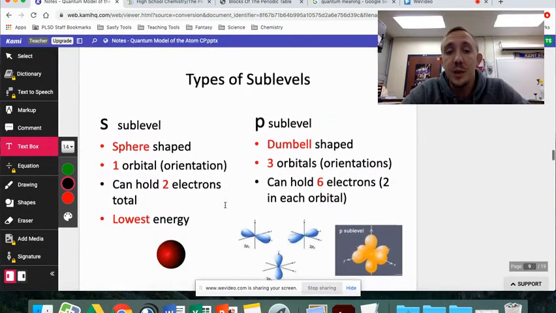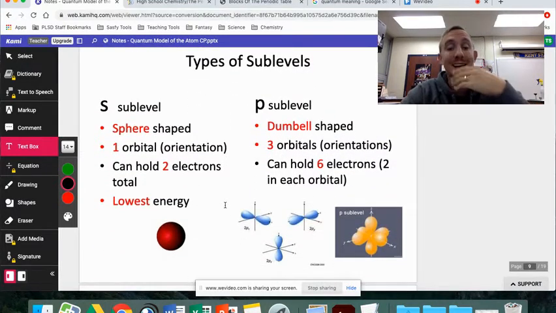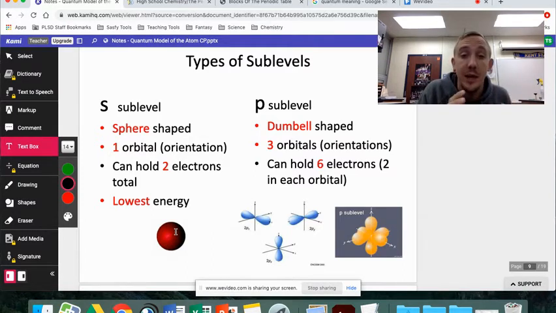So, types of sublevels. When we talk about an S sublevel, we say it's a sphere. Just think of a sphere, where anywhere in that sphere, an electron can be held. This is one orbital here. So there are actually 2 electrons that can be held within this orbital.